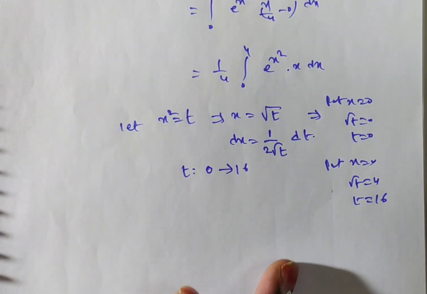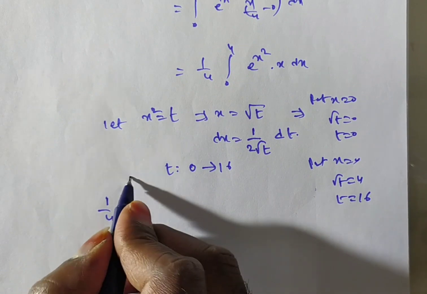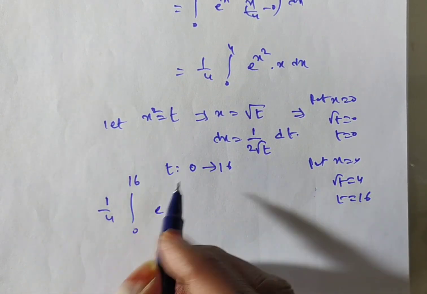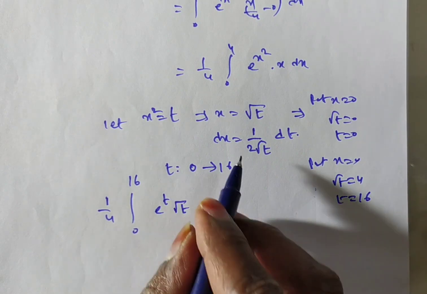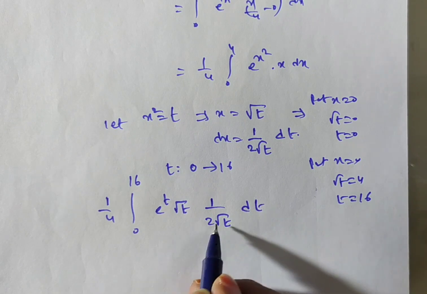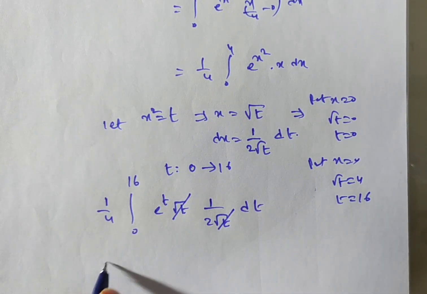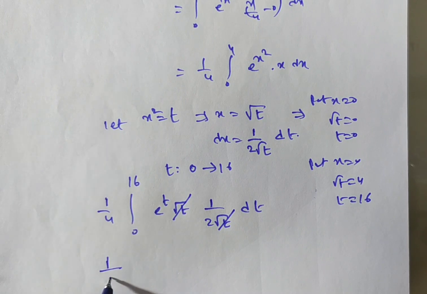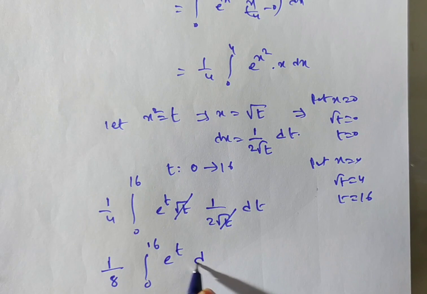Now you substitute in the above equation, then you will have 1 by 4 times the integral from 0 to 16 of e to the power of x square. X square is nothing but t, x is root t. What about dx? 1 by 2 root t into dt. So root t in numerator and denominator gets cancelled. 2 you can write outside. Then 1 by 4 times 1 by 2 is 1 by 8, integral 0 to 16 e to the power of t dt.